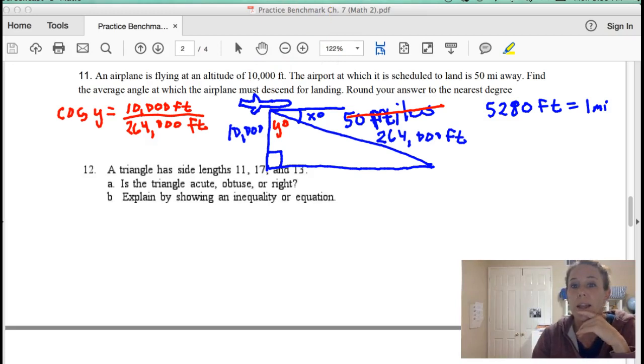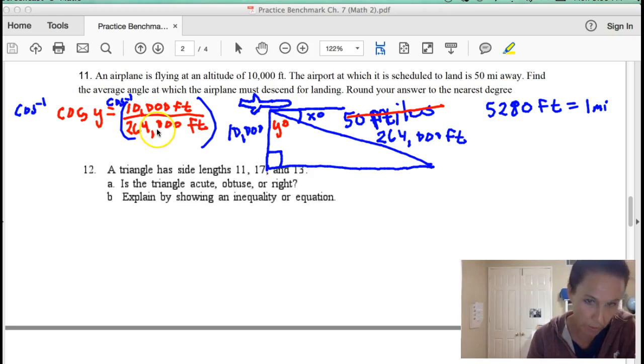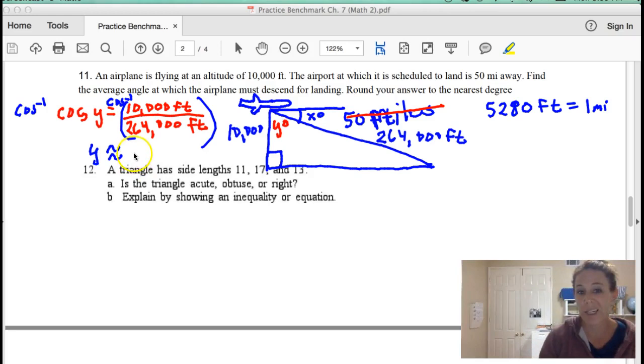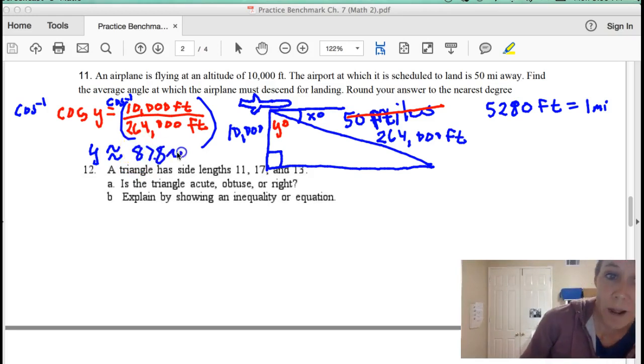All right, and then I'm going to go ahead and find y. In order to do that, I need to find the inverse cosine. So I'm going to do cosine inverse to both sides. So I'm going to find the inverse cosine of this. I go ahead and divide this on my calculator, and then I find the inverse cosine of this. I come up with y is approximately 87.8, and that will be in degrees. I'm going to round that up to approximately 88 degrees. That's what I get for y.